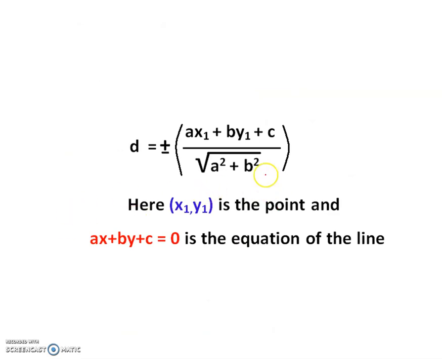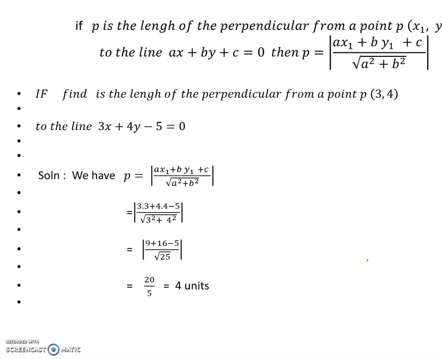Now we introduce the distance of a point from a line, ax plus by plus c upon root a square plus b square. Here x1, y1 is the point and ax plus by plus c equal to 0 is the equation of the line. Therefore, the length of the perpendicular from the point P(x1, y1) to the line ax plus by plus c equal to 0 is p equal to ax1 plus by1 plus c upon under root a square plus b square.